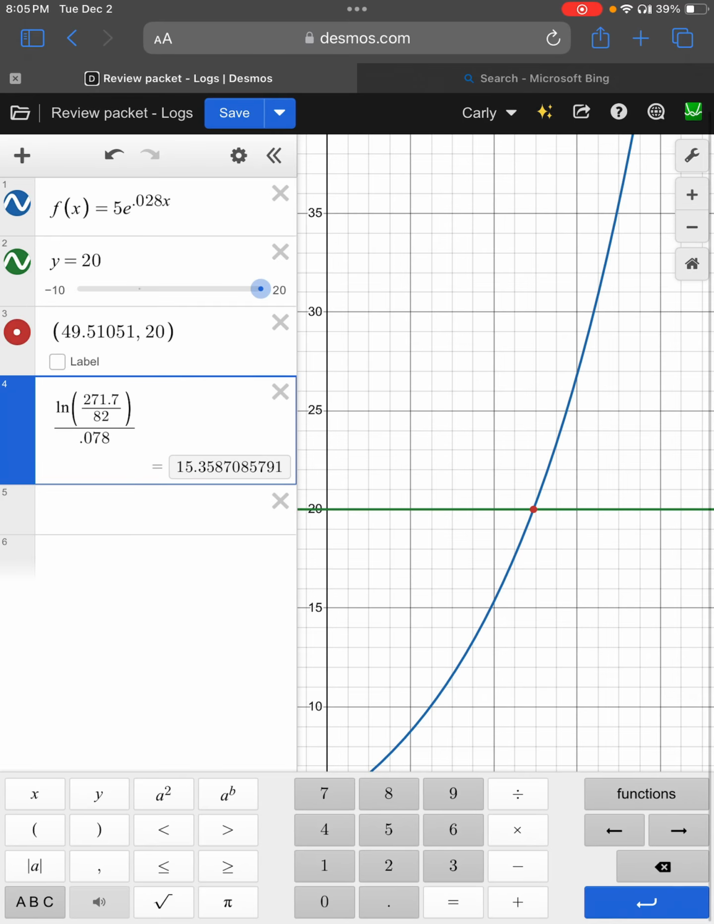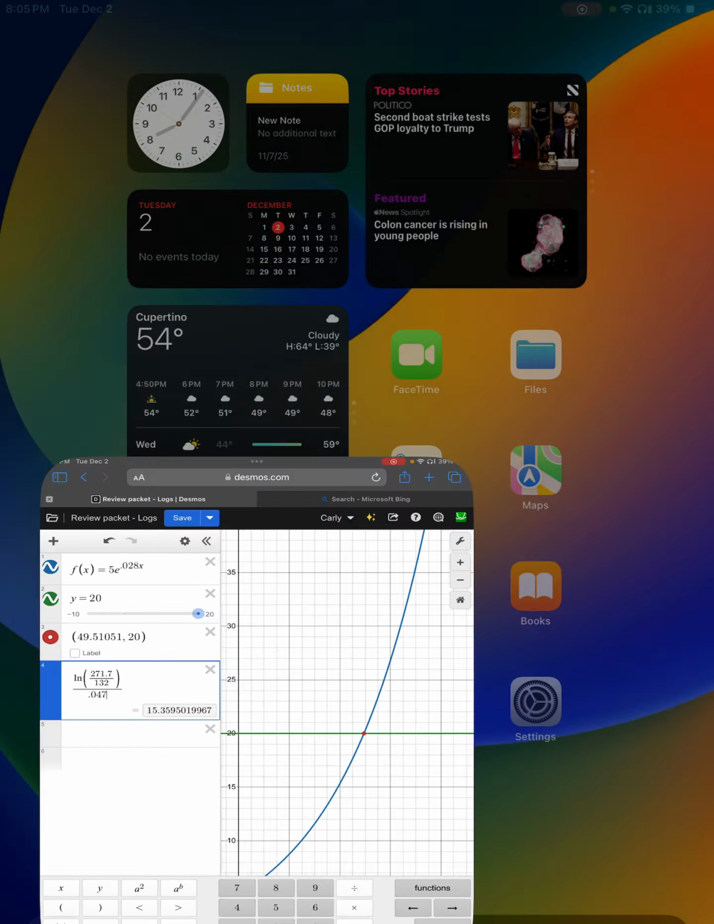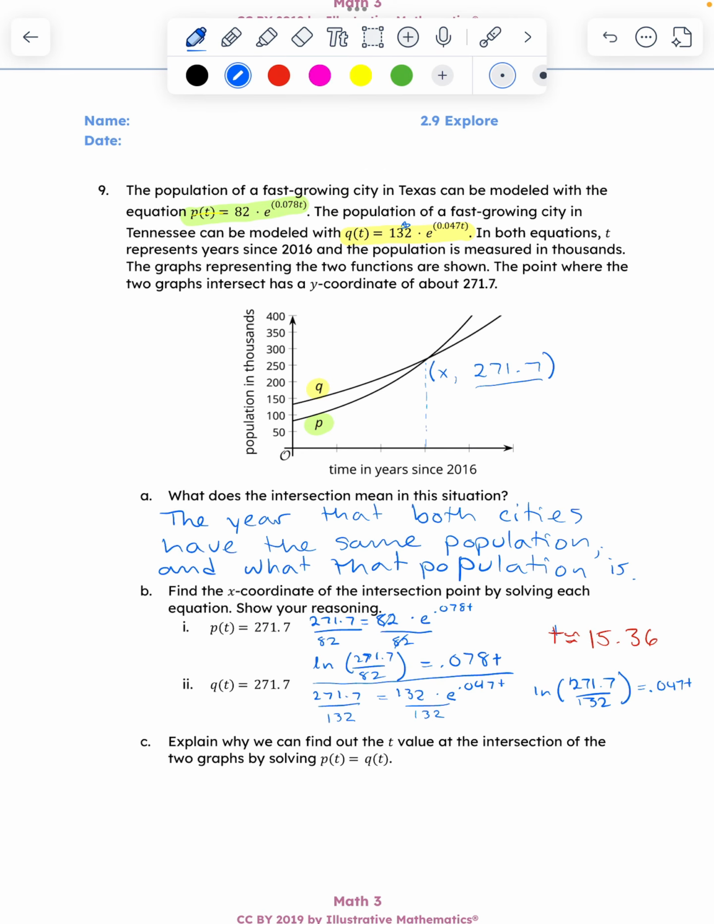Here what changes is I have 132, and my rate is 4.7%, so 0.047. And oh hey, I once again have 15.36 or thereabouts. T is about 15.36. It should be completely unsurprising that we get the same thing here.